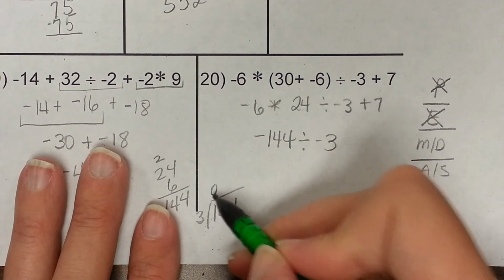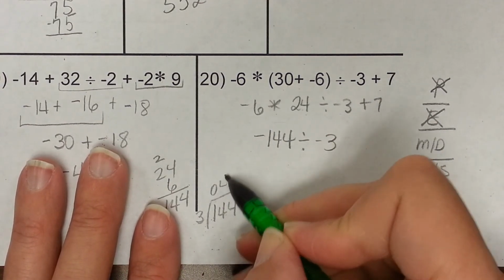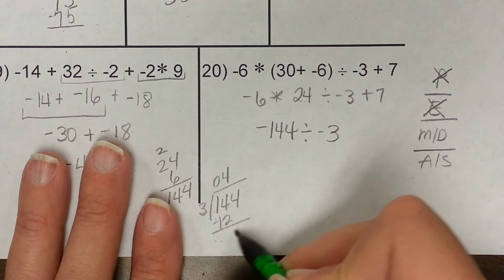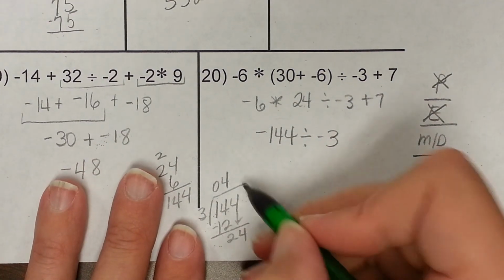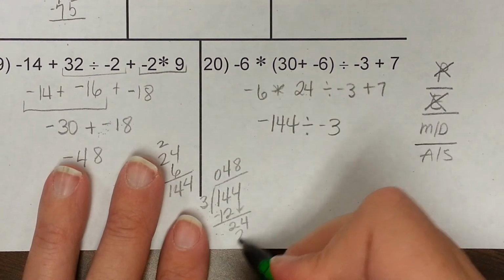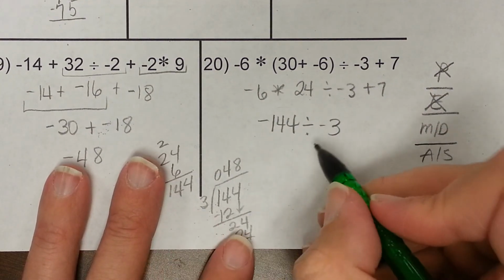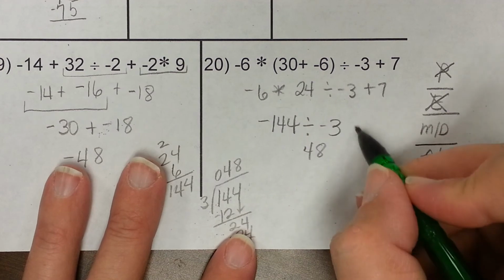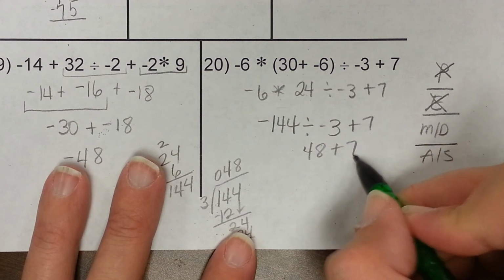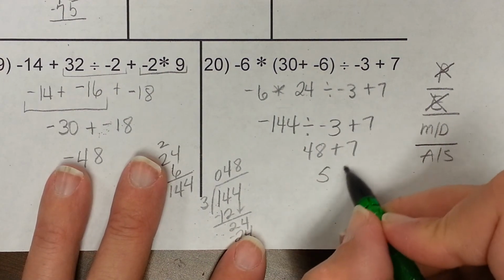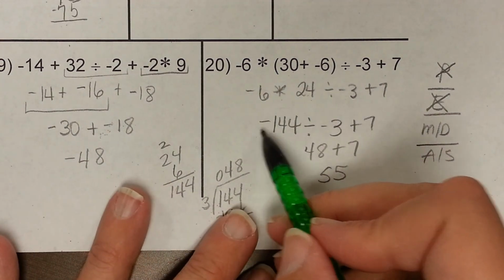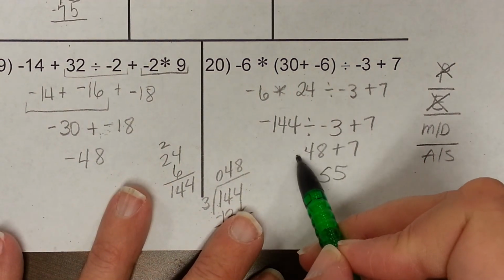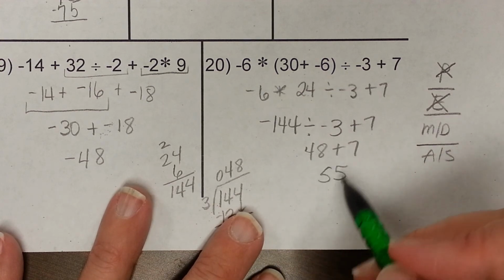3 will not go into 1, but 3 will go into 14 4 times, leaving 2 left over. Then I'm going to bring down my 4. 3 will go into 24 8 times. 8 times 3 is 24. So it's going to give me a 48. And then at the end I have this plus 7. So when I add 7 to that, I'm going to get 55. Notice here we had a negative divided by negative, which made a positive, and that gave these the same sign, so we could add them together.